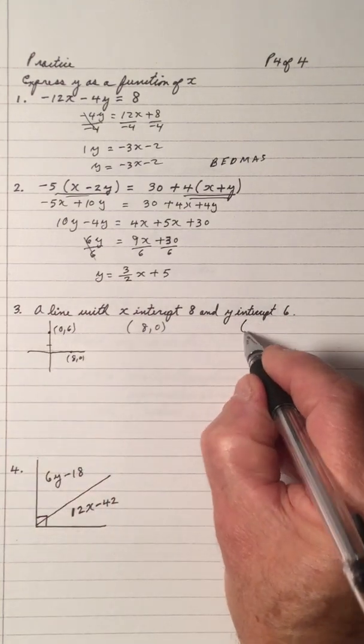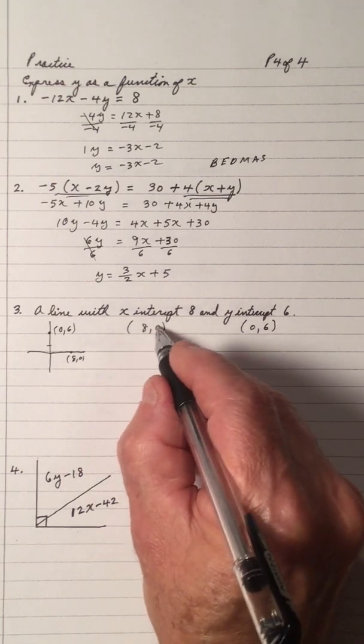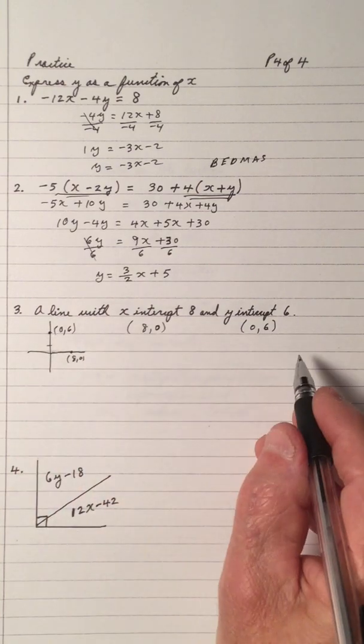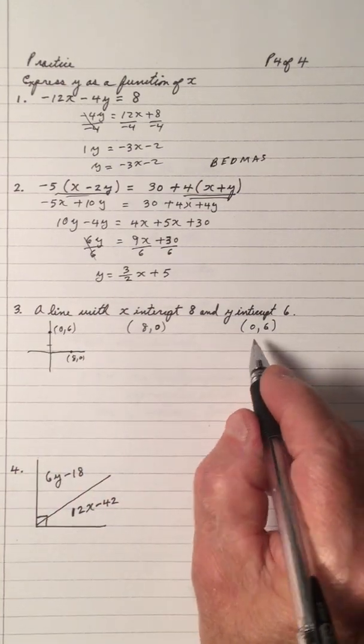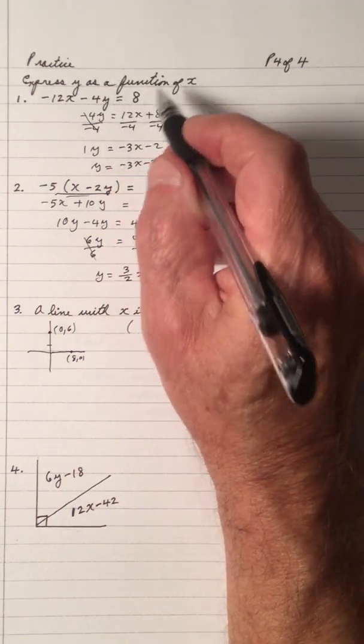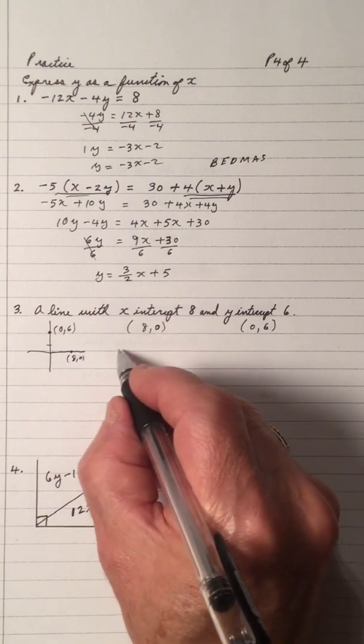So a y-intercept has the x-coordinate of 0. The x-intercept has a y-coordinate of 0. Think about lying on the axis and you get the coordinates. That means to get the equation of a line as y is a function of x is the same as saying y equals mx plus b. So I need a slope.